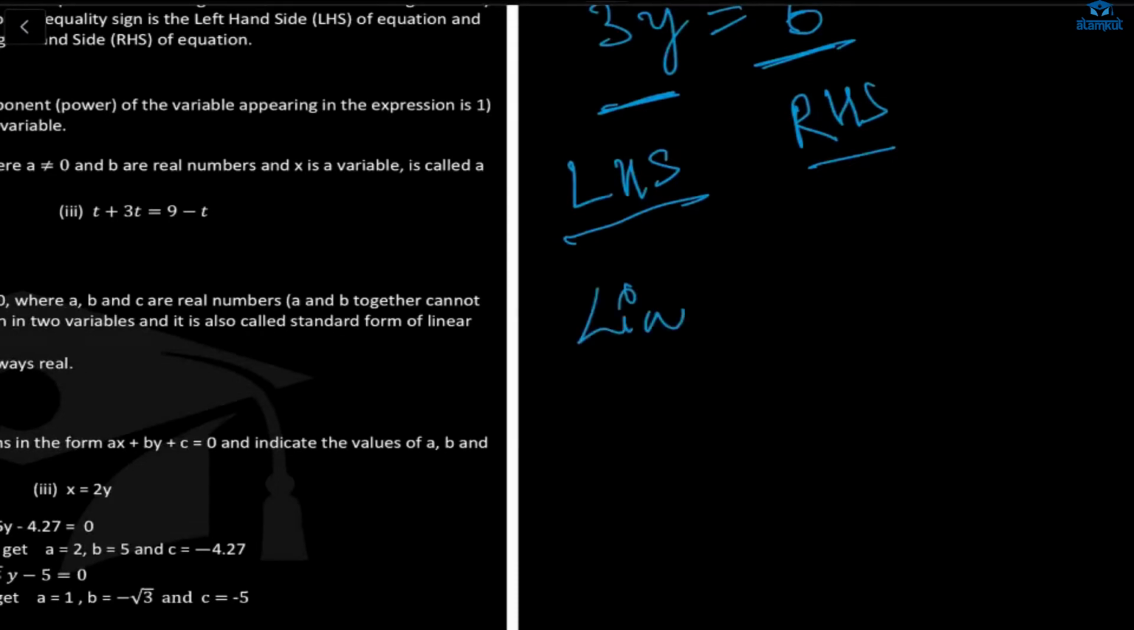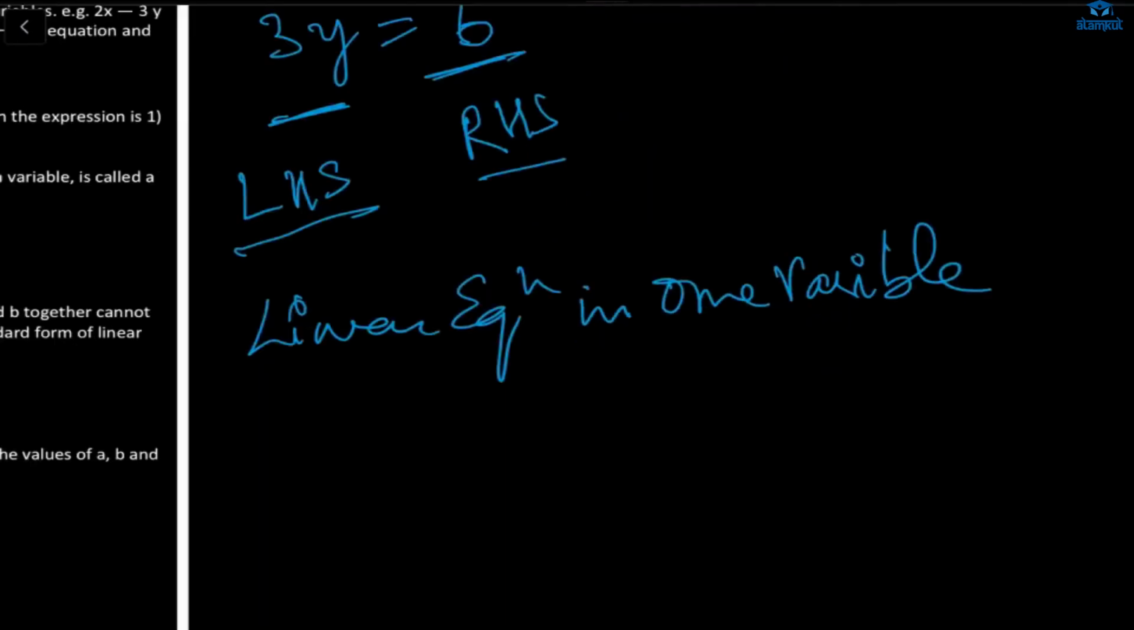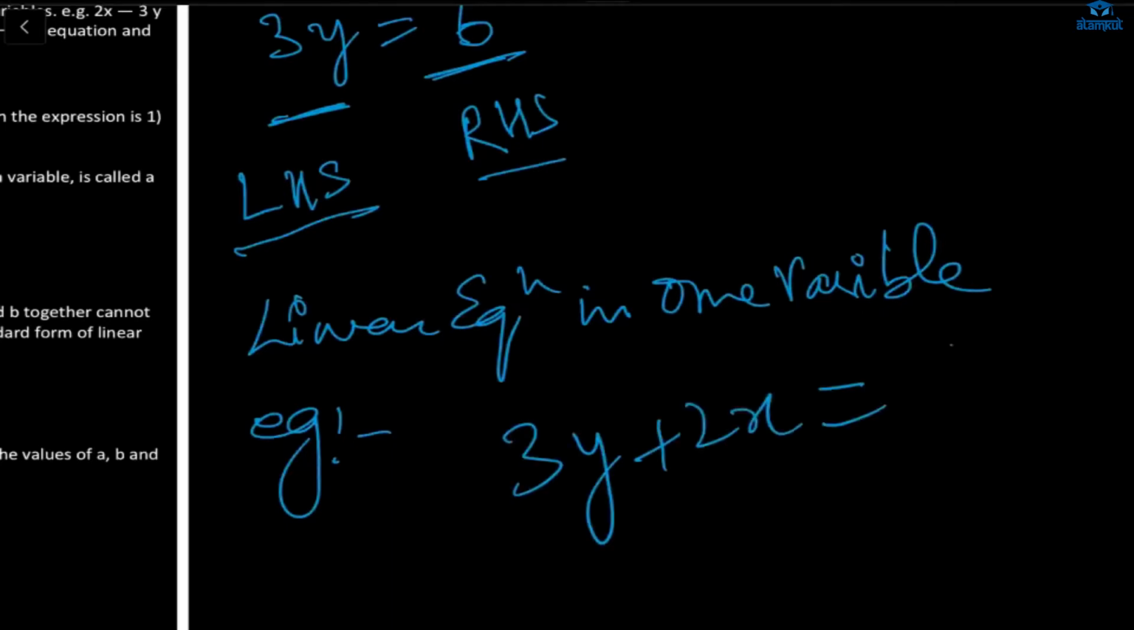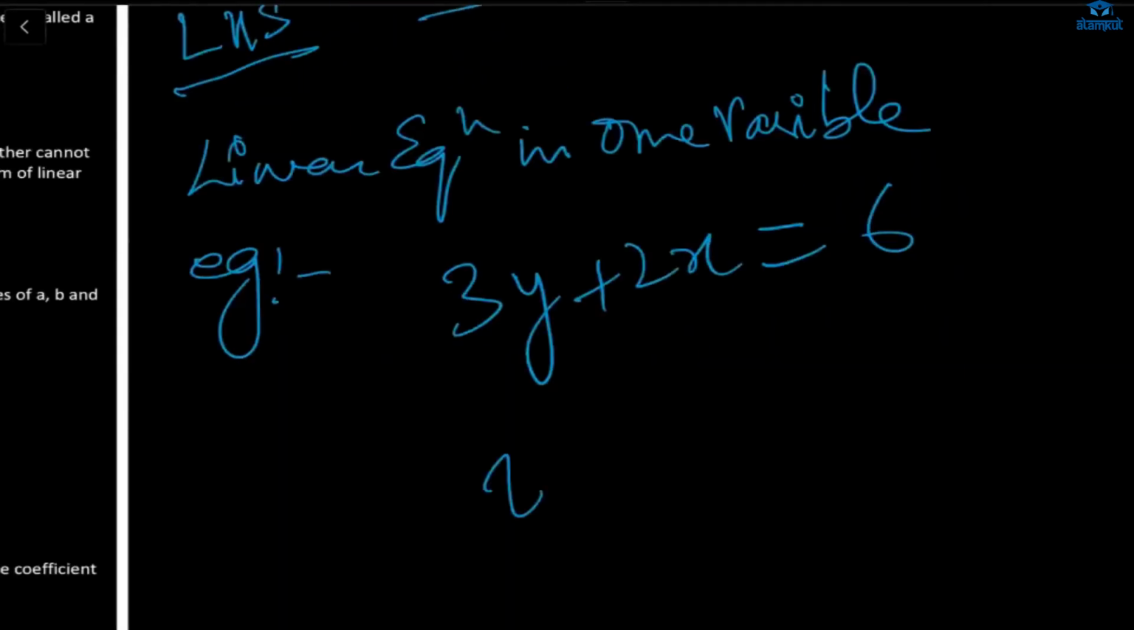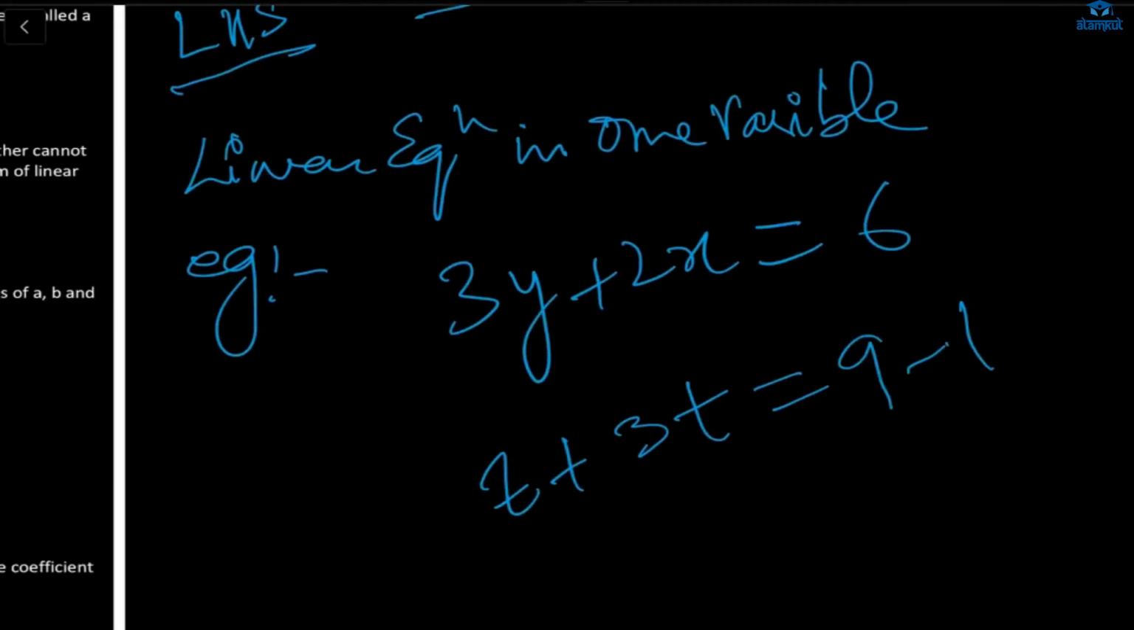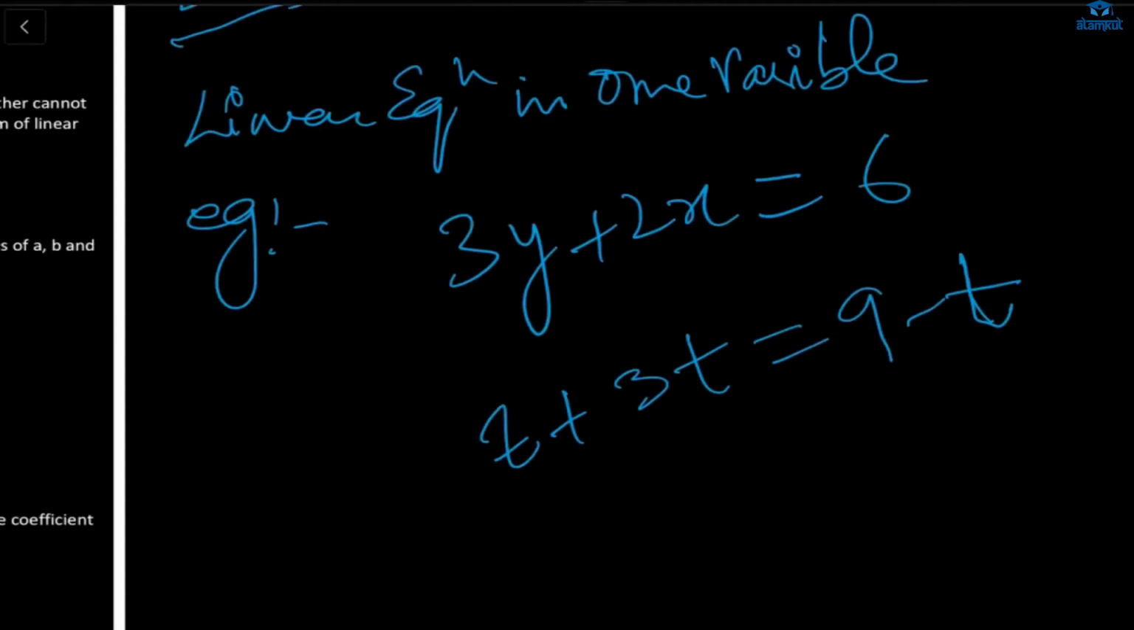So linear equation in one variable, example. In a linear equation the highest power will be 1, and in one variable a single variable will be used. Like I can write 3y by 2x is equal to 6. This is one of the examples. If I write 3t is equal to 9, only one variable is used and the highest power is also 1. And 3y is equal to 6. These all are examples of linear equation in one variable.